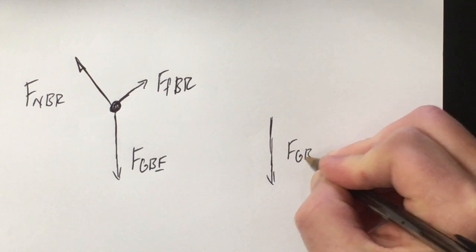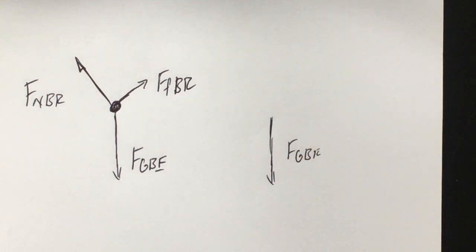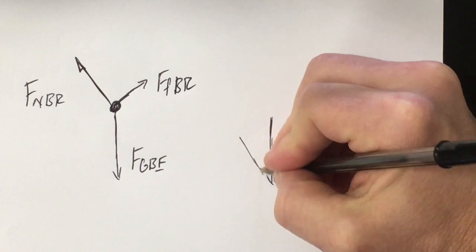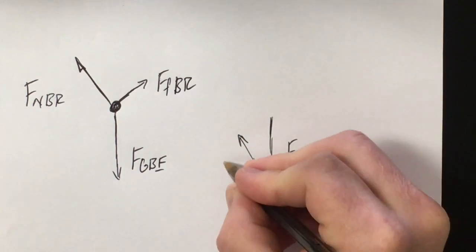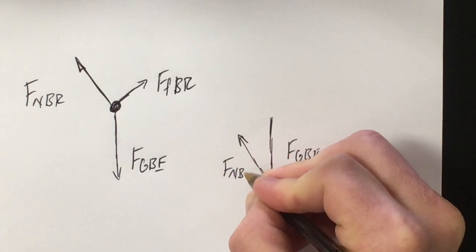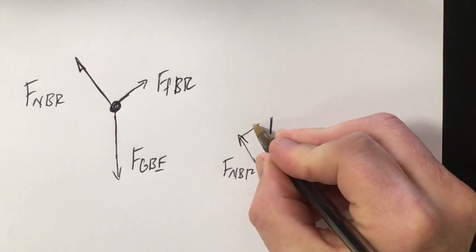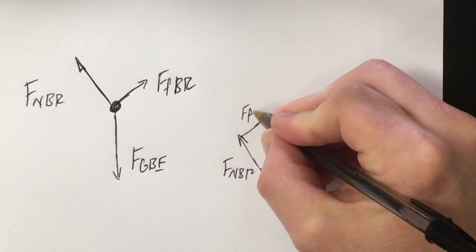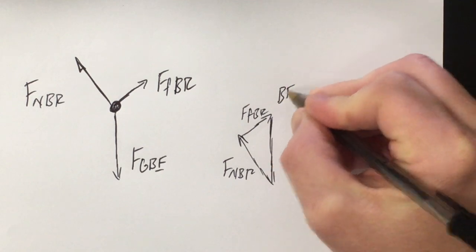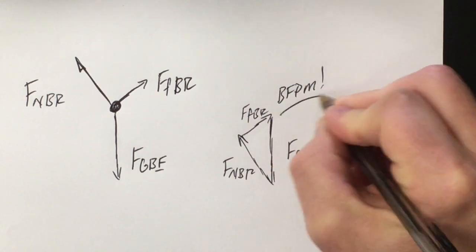Please note this is a sketch of a force vector addition diagram. I want to get an idea of what it should look like when I measure the angles and I measure the lengths of the forces. This is closed, therefore we have balanced forces.